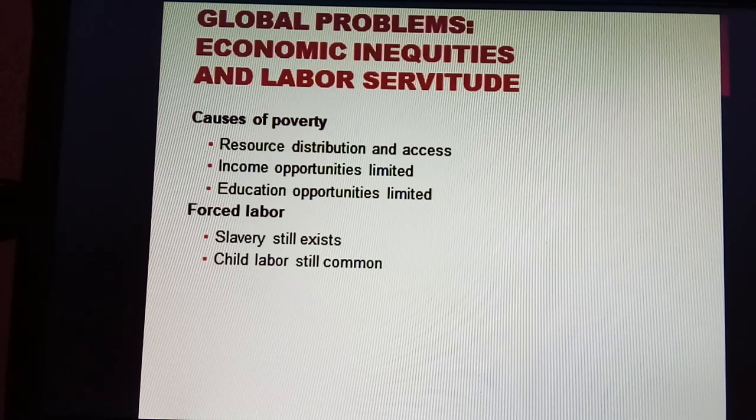Okay, so economic opportunities are also limited. We are talking about worldwide scope. There are those with so many opportunities available for them, but for some others, they are deprived of it. Education opportunities are limited as well.